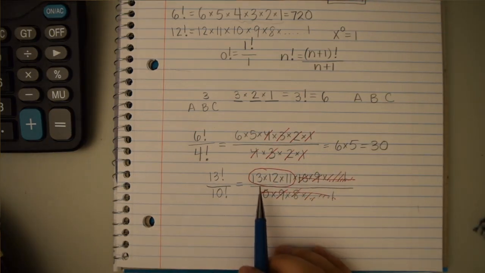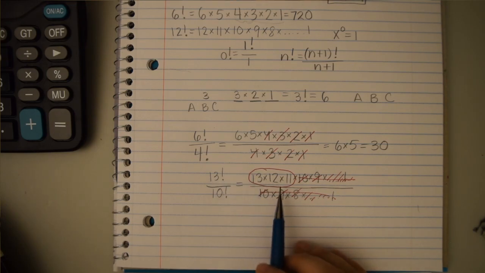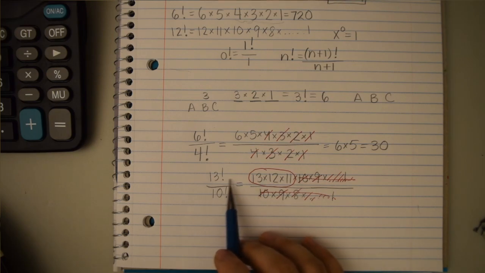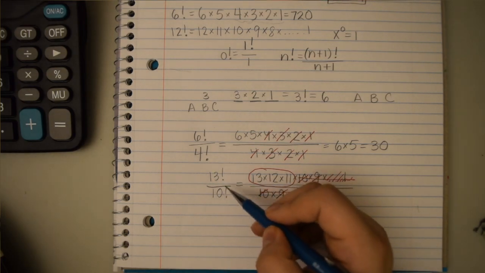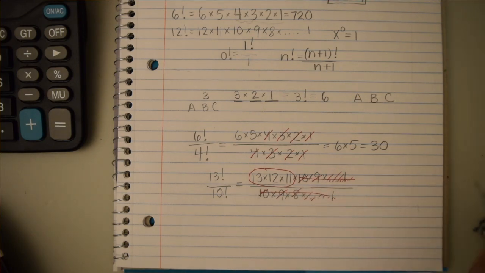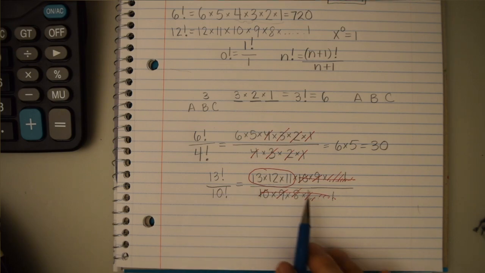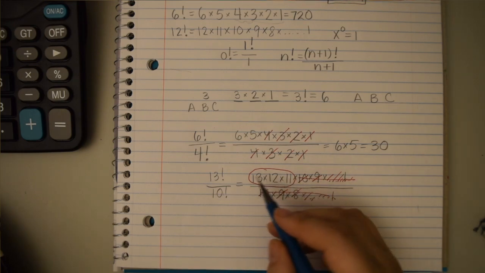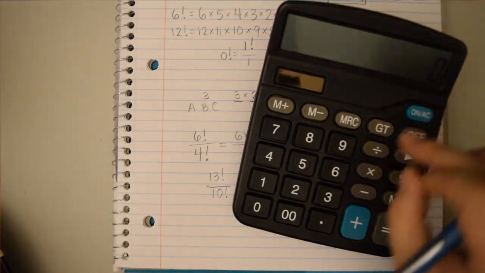So see, you don't actually have to multiply out 13 times 12 times 11 times 10 times 9 times 8. You don't have to find what 13 factorial is in this question to do 13 factorial over 10 factorial, because the whole 10 factorial gets canceled out. So really this answer is 13 times 12 times 11, which you can do.